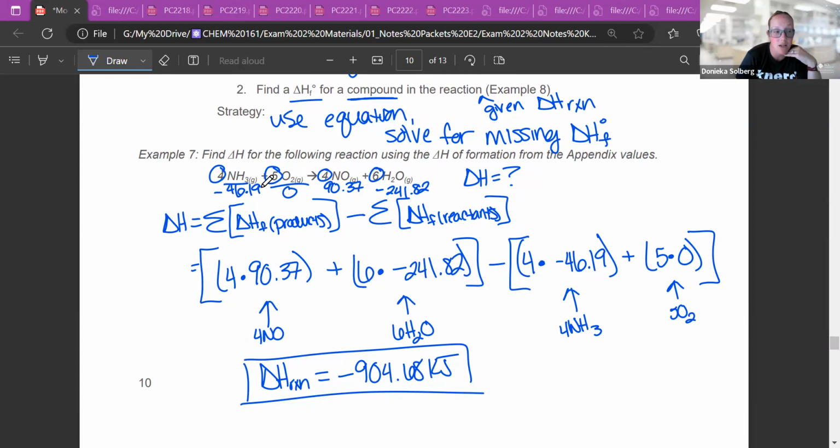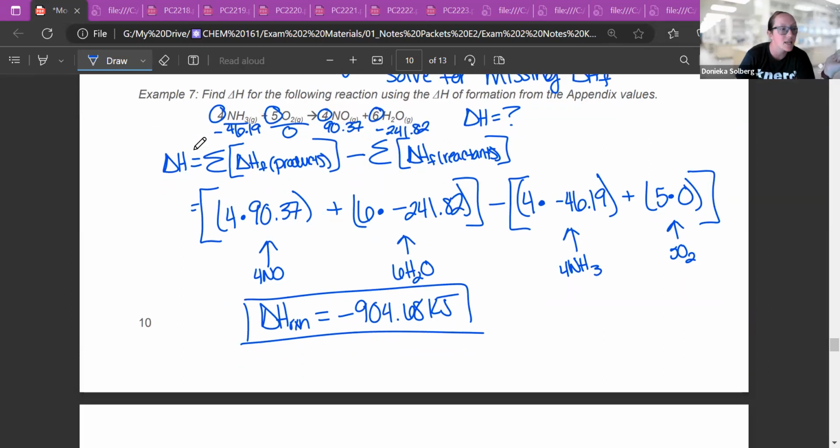Well, I looked up the delta H values for all of these things. Ammonia's delta H is negative 46.19. That's on the chart. Oxygen is its pure standard state element, so its delta HF is 0. Nitrogen monoxide is 90.37, and water is negative 241.82. So I have all these values that I just looked up.